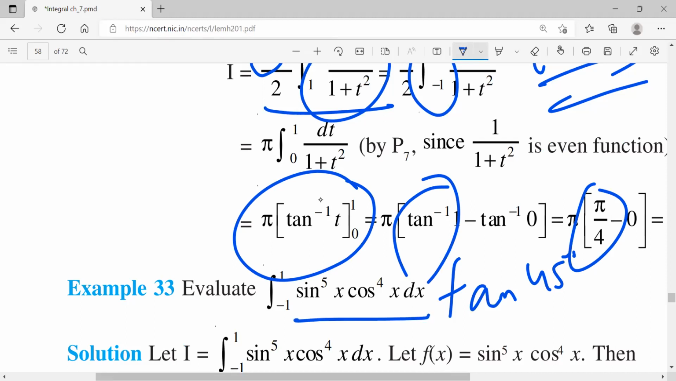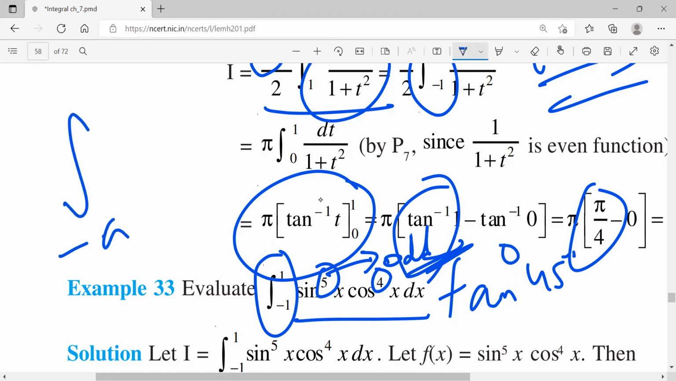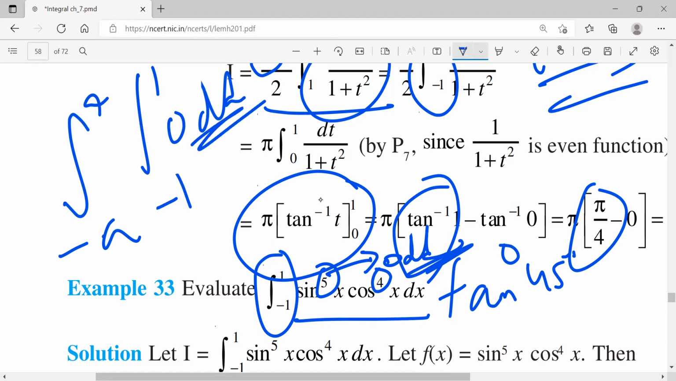Integral of sine power 5x into cos power 4x dx, from minus a to a. Sine power 5 is what function? This is an odd function. If it is an odd function, the answer is 0, integral minus a to a, or minus 1 to 1. If it is not x square or sine square x or sine power 4x, but sine power 5x, it is an odd function. For an odd function, I can directly write the answer 0.